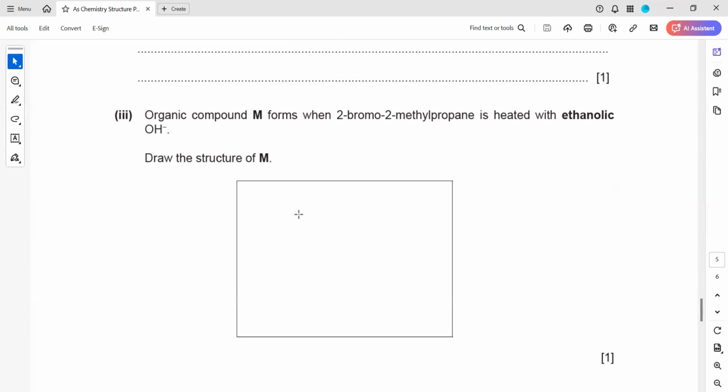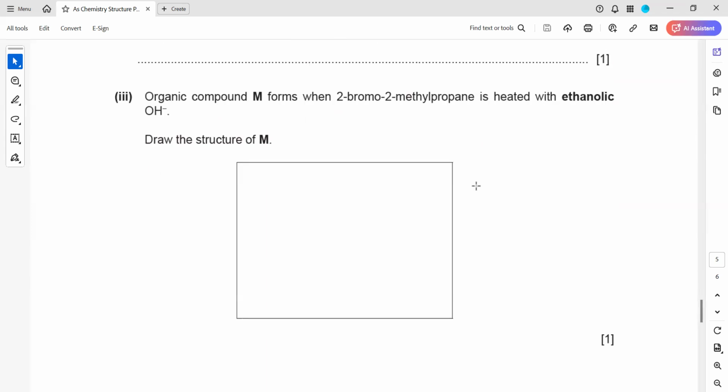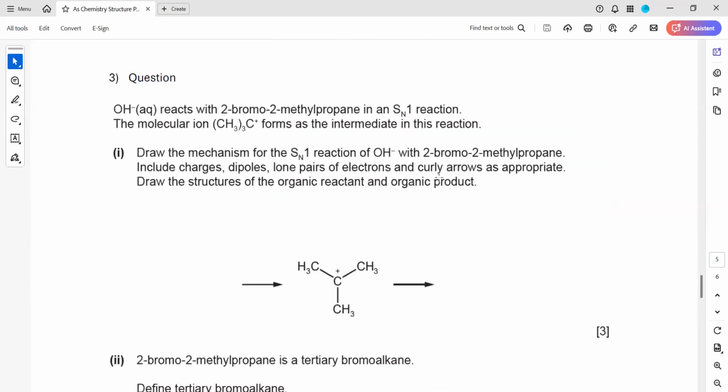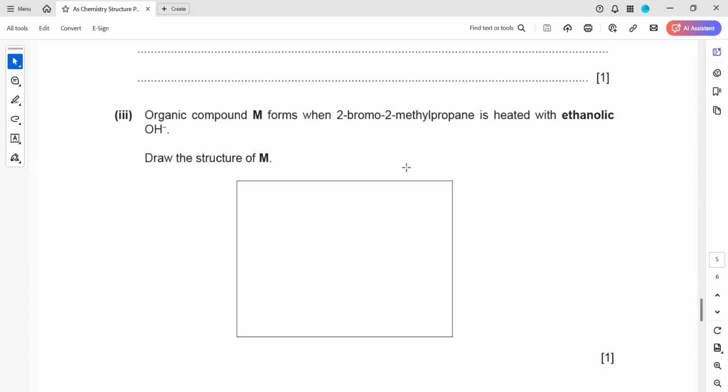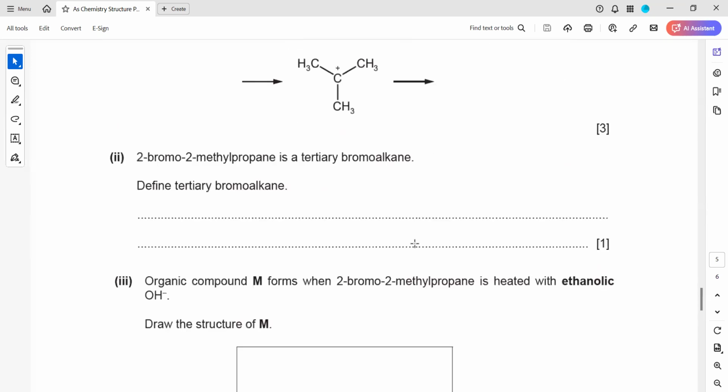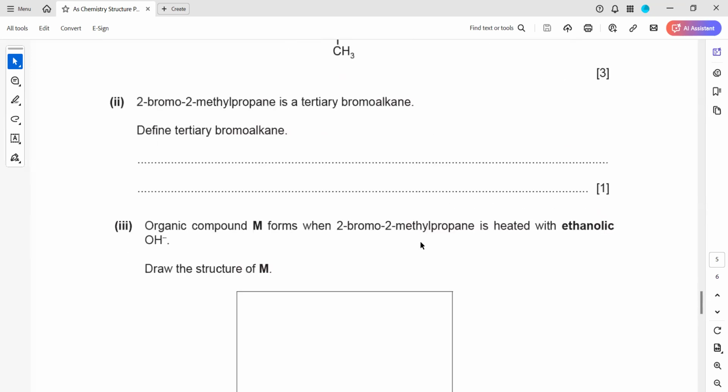Organic compound M is formed when 2-bromo-2-methyl is heated in ethanolic solution. If it is ethanolic or alcoholic, look, this was aqueous. Because when it is reacting in aqueous, it is a substitution reaction. But when it is reacting with alcoholic, it will be an elimination reaction. So what might happen in an elimination reaction? It will form an alkene.